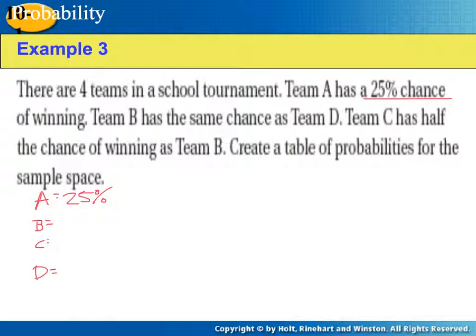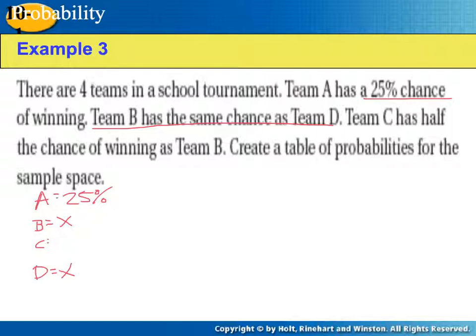Team B has the same chance as Team D. Huh. How do you come up with that? It doesn't give me any numbers. Well, do you know Team B? Nope. Do you know Team D? Nope. What happens when we don't know something in math? What do we plug in? X. We plug in an X. Okay? Done with that.